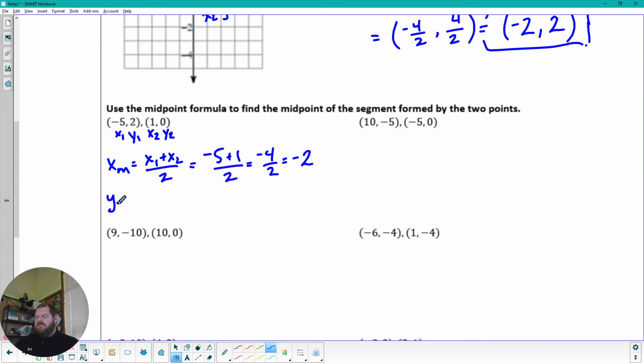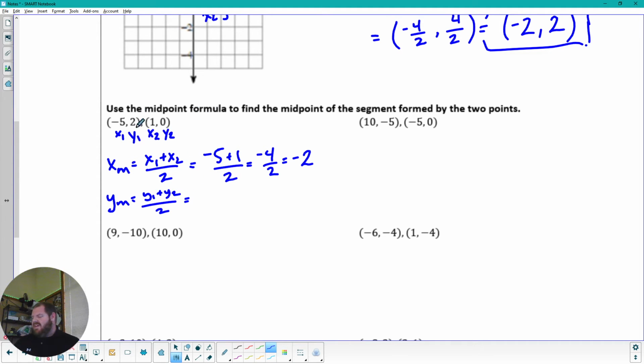And then I could go and find the y-coordinate of the midpoint. Totally separate. Just do it separately. Keep your work a little more separated, a little bit easier on the brain. How about that? Because mine's struggling right now.